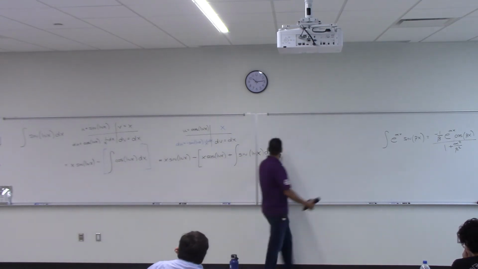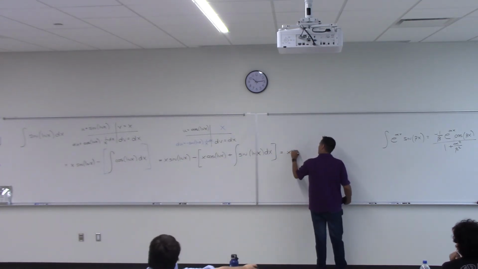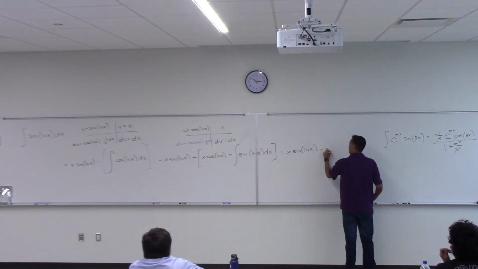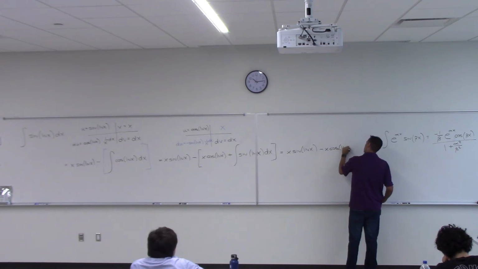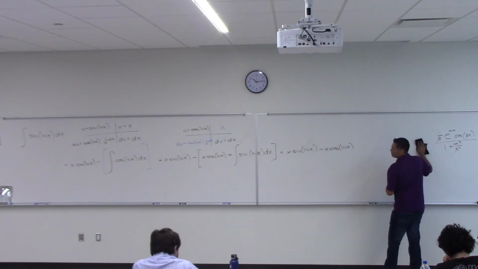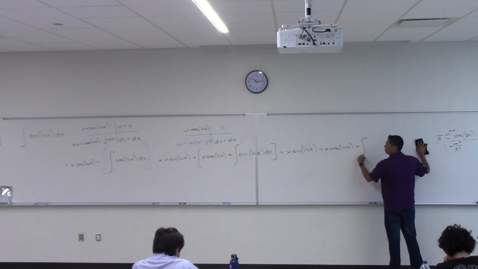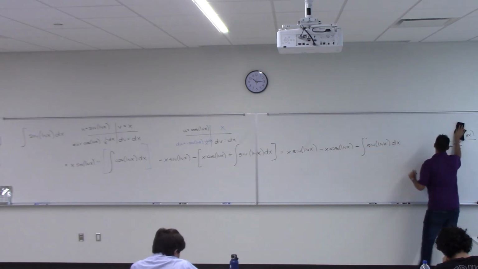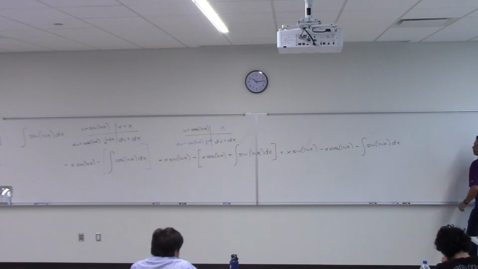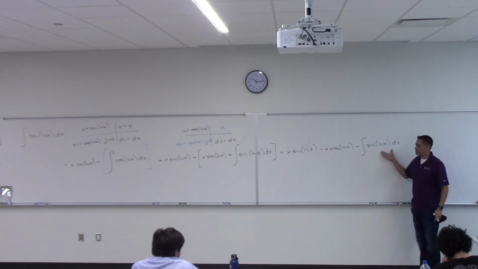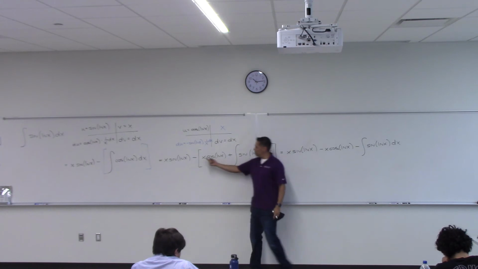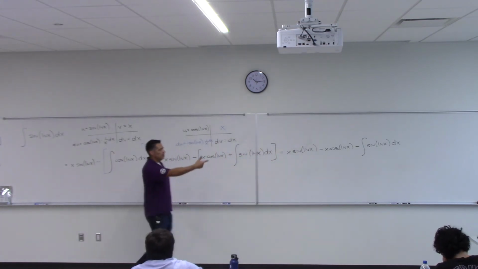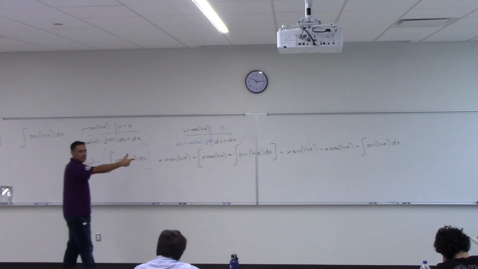Okay, let's just keep going. x sine natural log x. All right, let me distribute that minus through. Minus x cosine natural log x, and then minus integral sine natural log x dx. All I did here was distribute this minus sign through. And you see it appears now? The integral we're looking for appears on the right-hand side.